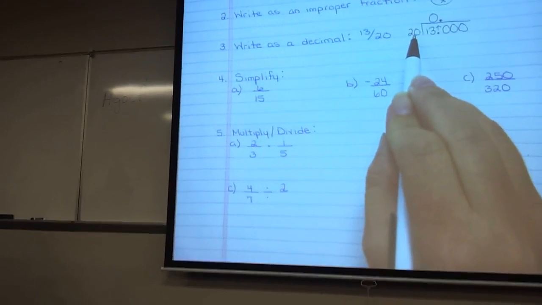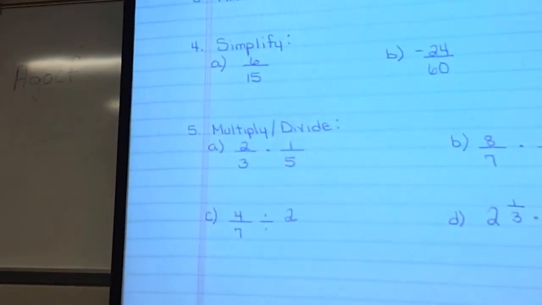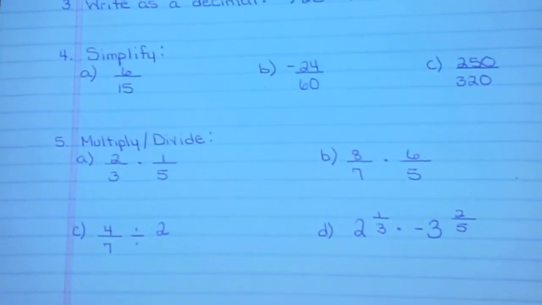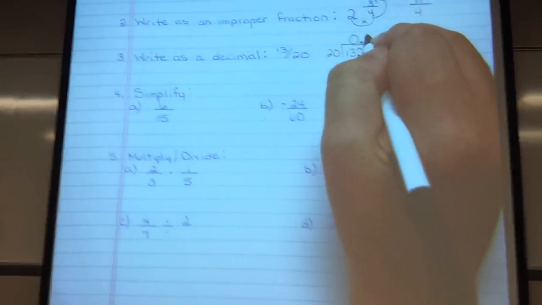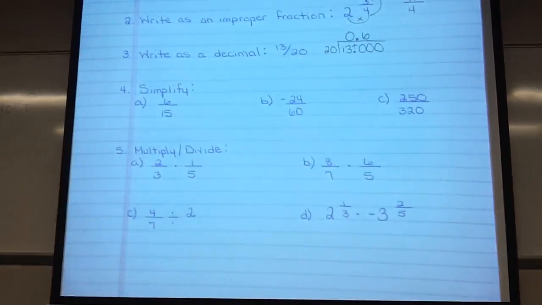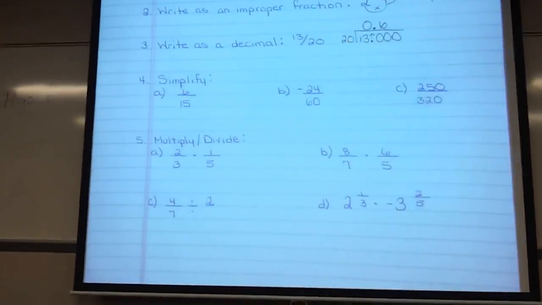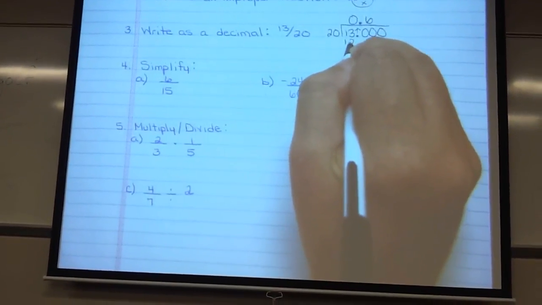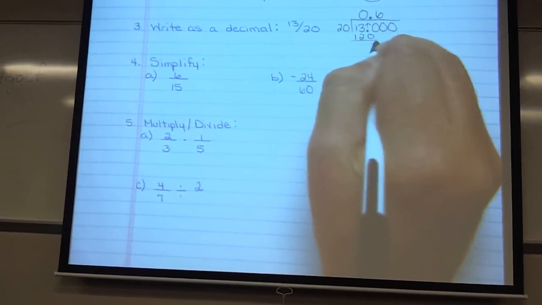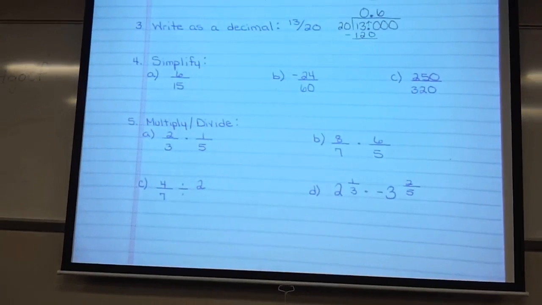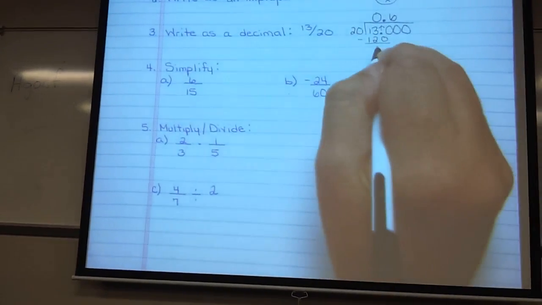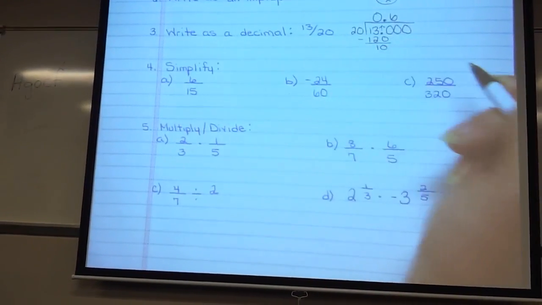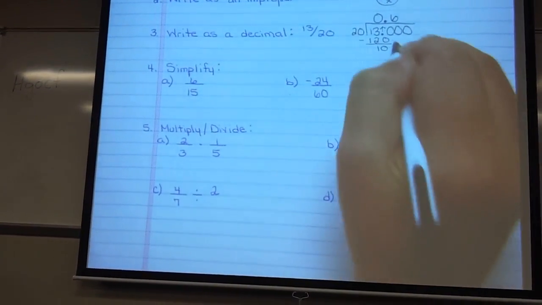Then we need to look at 20 going into 130. And if you have to actually sit there and go 20, 40, 60, 80, 100, 120, you know it's going to go in there 6 times. What would 6 times 20 give you? 120. And then you subtract. What's 130 minus 120? 10. What do I have to do now? Bring down your 0.